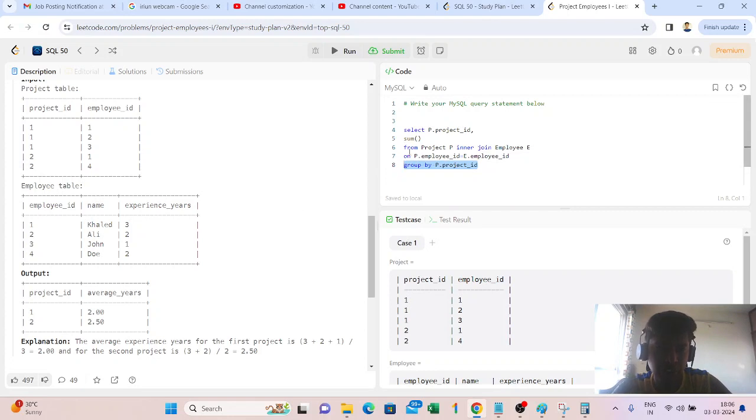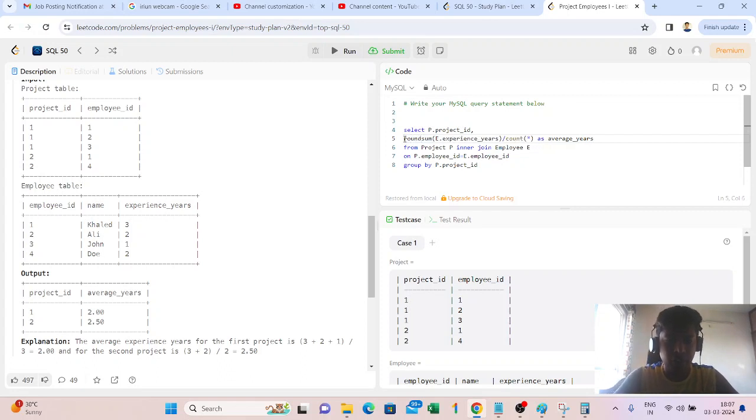So suppose for group 1 it is calculating. We only have to do a simple thing: sum of E.experience_years divided by COUNT(*). By COUNT(*), I mean the total number of entries in a particular group. And this will give us the average, as average_years. Now one more thing, rounding off.